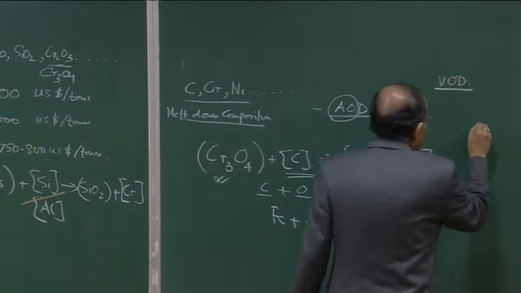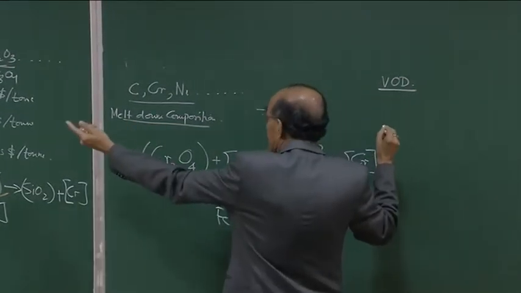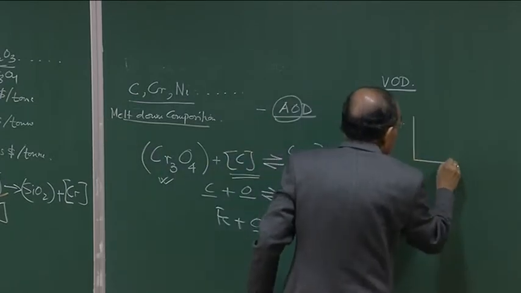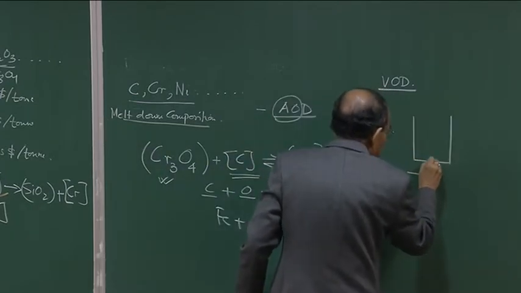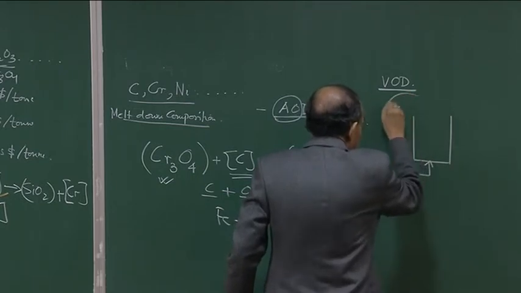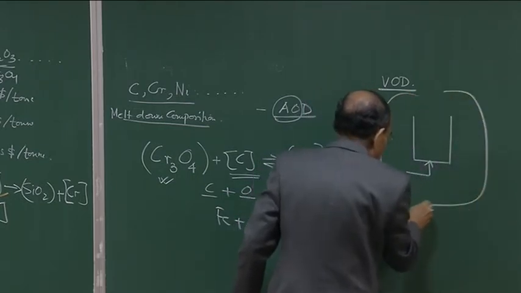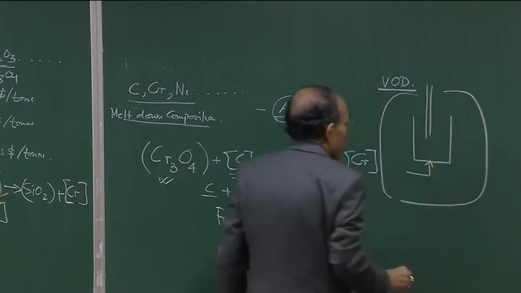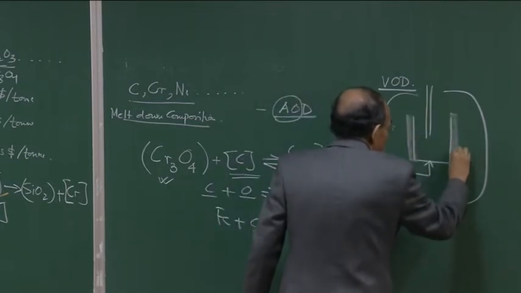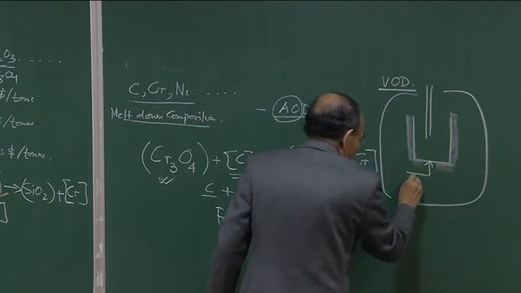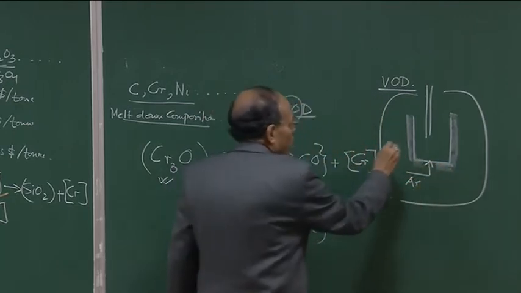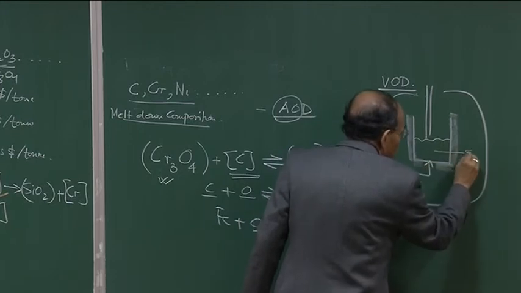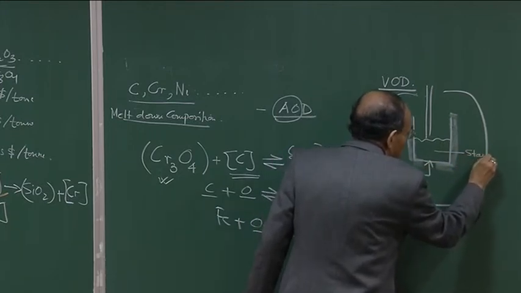The metal is going to be tapped into a ladle, and there will be gas stirring, and the entire thing is going to be put into the vessel, and then you have a lance through which you will blow oxygen. So, you will have argon stirring on the ladle, and you will have stainless steel from the AOD.